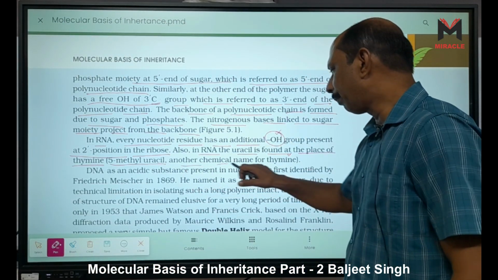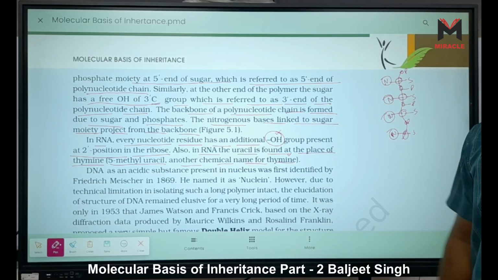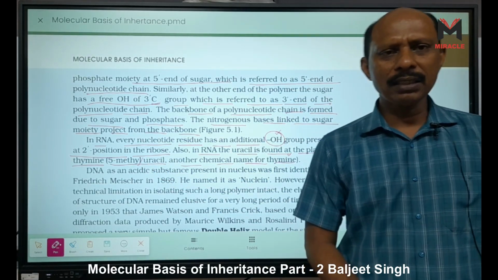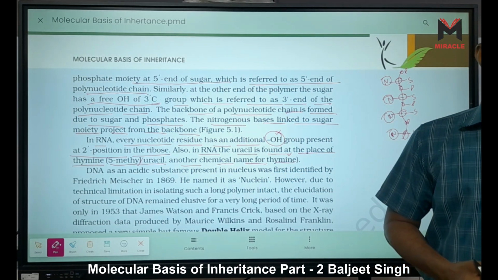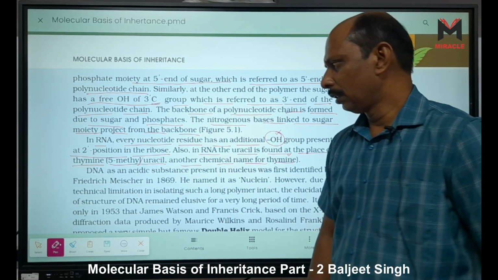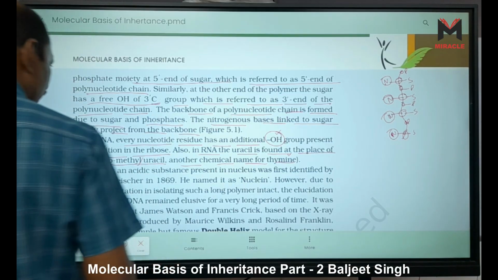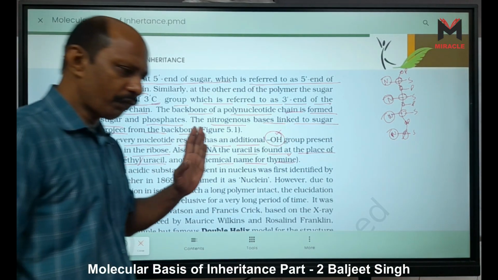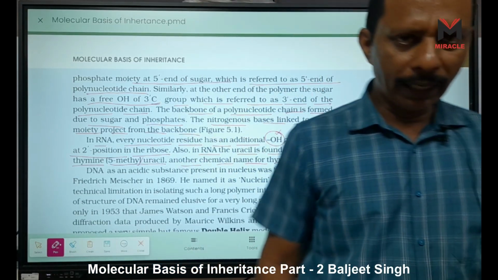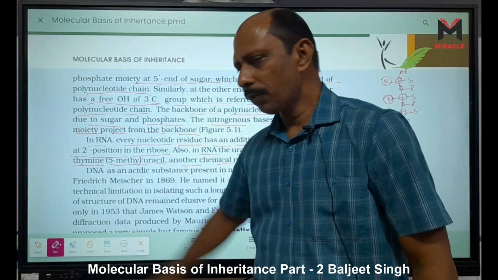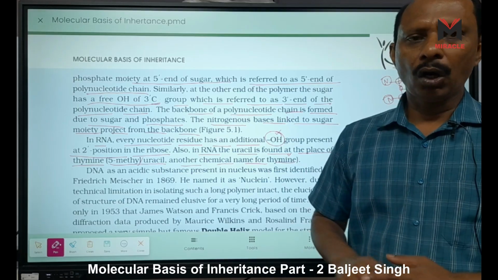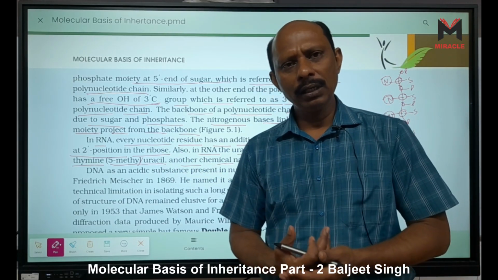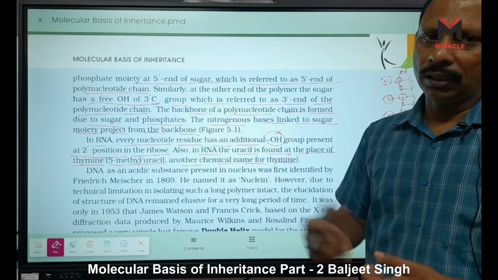It is another chemical name for thymine. Another chemical name of thymine is 5-methyl uracil. The 5 indicates that this methyl group is attached to the 5th carbon of uracil. Okay, that is the difference. Uracil means only an H group, the 5th carbon contains hydrogen. But thymine means the 5th carbon of uracil contains a methyl. That is called 5-methyl uracil, or another name we give is thymine.